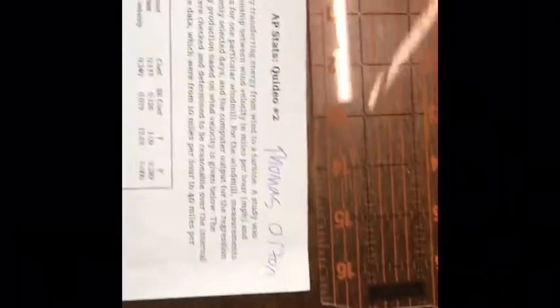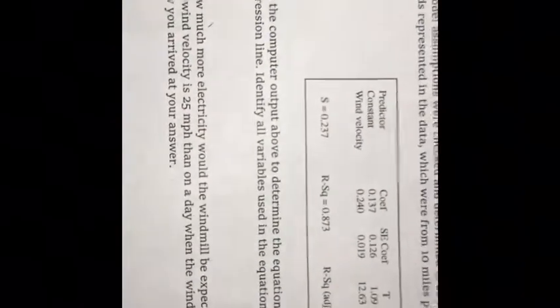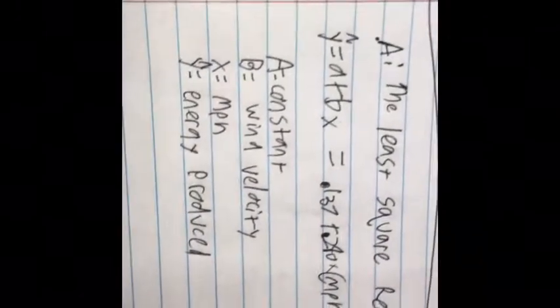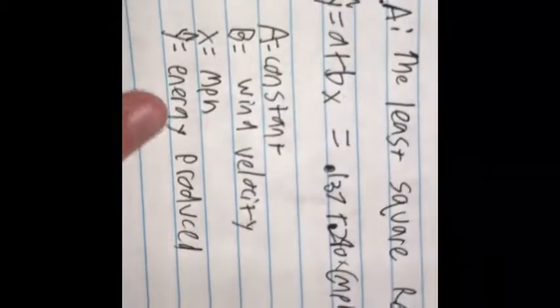Question A for Quideo 2 is: use the computer output above to determine the equation of the least squares regression line. Identify all variables used in the equation. So the equation I used for this is y hat equals a plus bx, and what these stand for is: a is the constant, b is wind velocity, x is miles per hour, and energy, and y hat is energy produced. I got these numbers from over here.